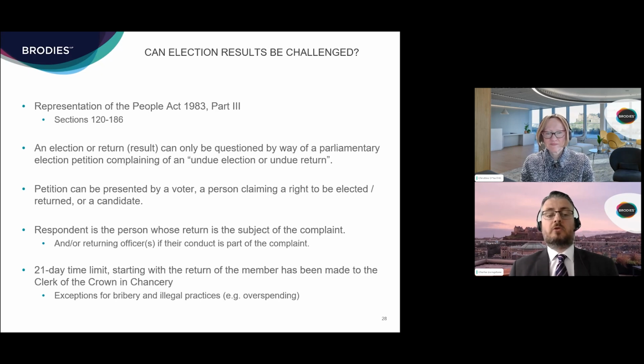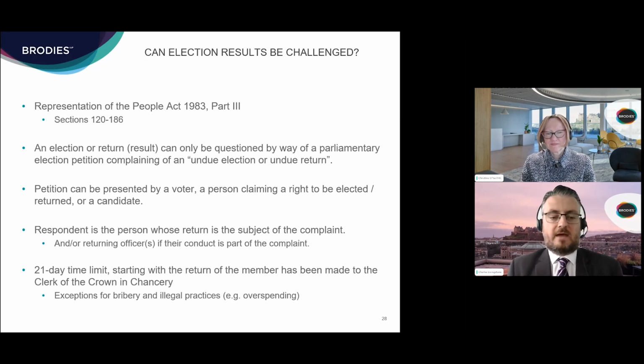And the respondent to the petition is the person whose return is the subject of the complaint, so the person who's been elected, although it can also be the returning officer or officers if their conduct is part of the complaint. There is a 21-day time limit to bring a challenge, which starts with the return of the member being made to the Clerk of the Crown in Chancery. There's lots and lots of these sort of titles that come up around elections.